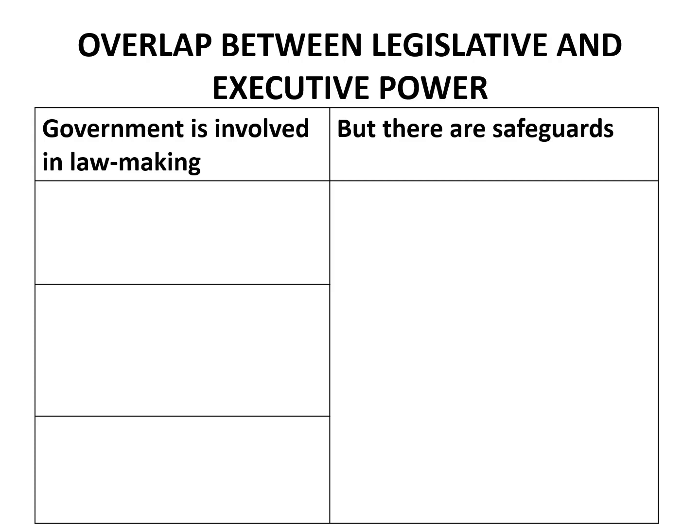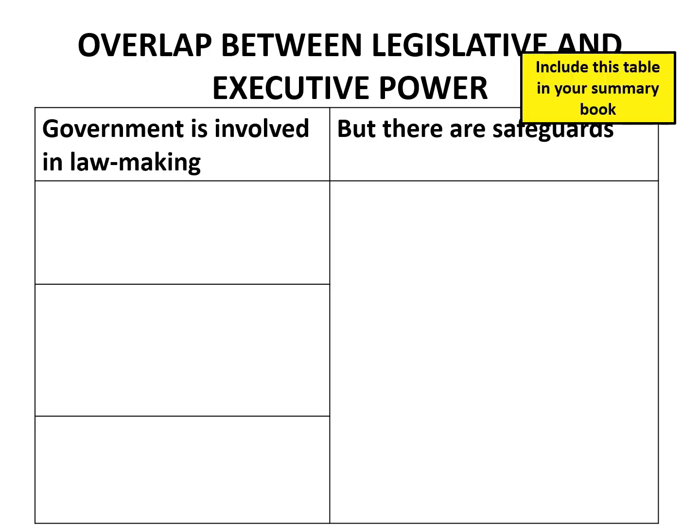However, despite this overlap, there are safeguards that are built into the Australian parliamentary system that are intended to minimise the risk of the government abusing this lawmaking power. On the left-hand side of this table, I'll set out the circumstances in which the government is involved in lawmaking. And on the right-hand side of this table, I'll explain the safeguards that are built into the Australian parliamentary system to minimise the risk of the government abusing this lawmaking power. Make sure that you include this table in your summary books.